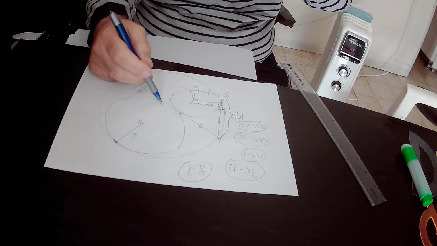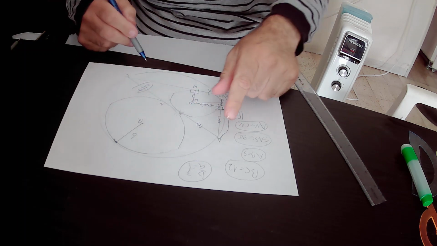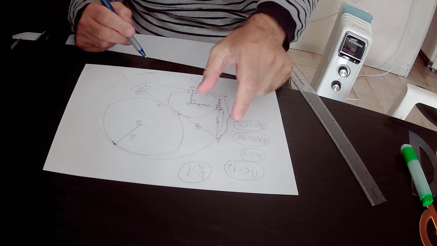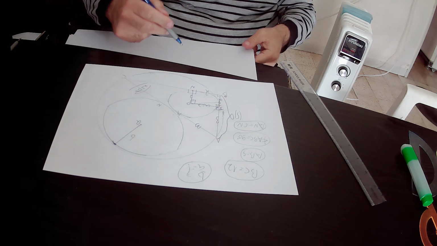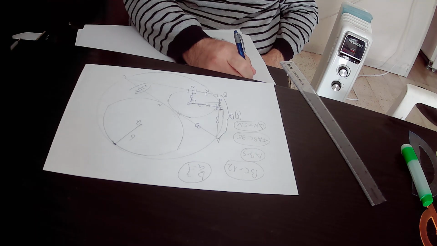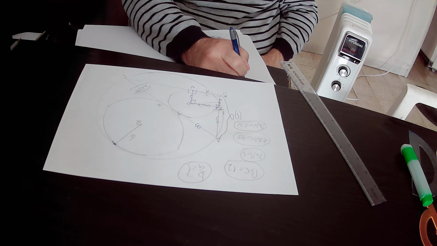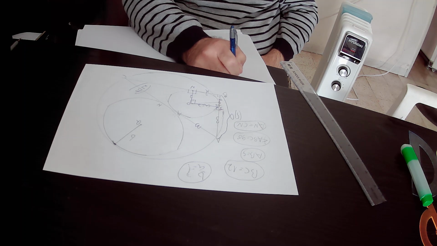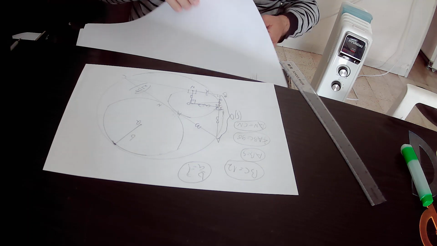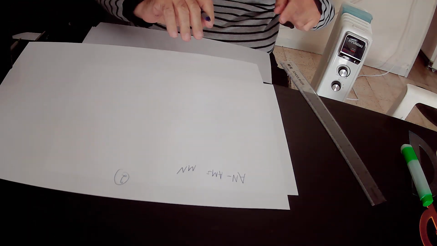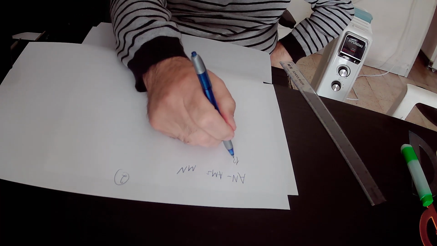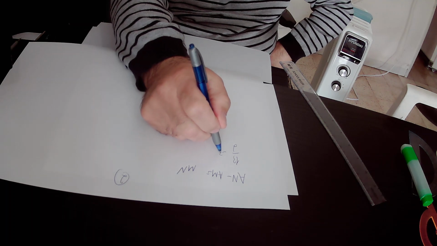So AN is 13 over 2, AM is 3, so AN minus AM equals MN. I write it down. AN minus AM equals MN. Repeat again. AN minus AM equals MN. AN is 13 over 2. AM is 3.